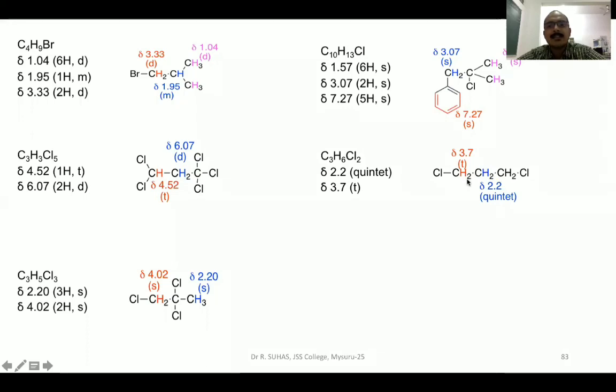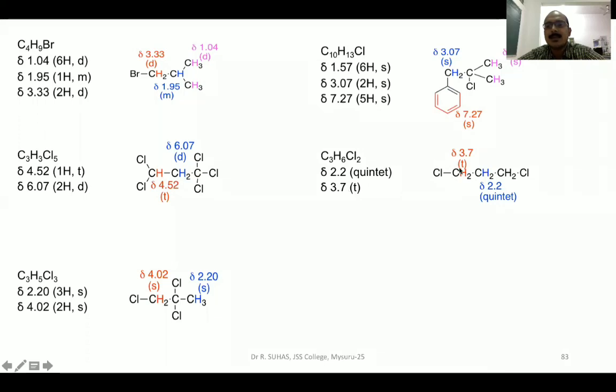3 hydrogens are satisfied, 3 carbons are satisfied, 6 hydrogens are satisfied. The remaining are 2 chloro. Put one on each end. Cl, Cl. Let us see now. Yes, this CH2 has got only one CH2. 2 plus 1 is 3. That's why it is appearing as a triplet.